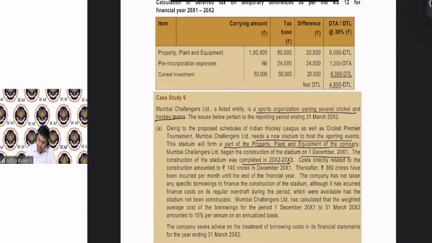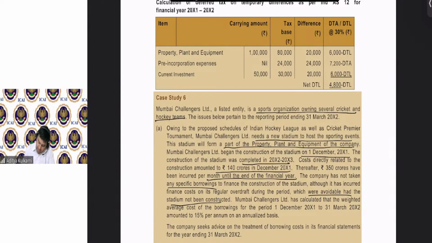Costs directly related to the construction amounted to 140 crores in December 20X1. Thereafter, 350 crores have been incurred per month until the end of the financial year. The company has not taken any specific borrowings to finance the construction of the stadium, although it has incurred finance costs on its regular overdraft during the period, which were avoidable had the stadium not been constructed.